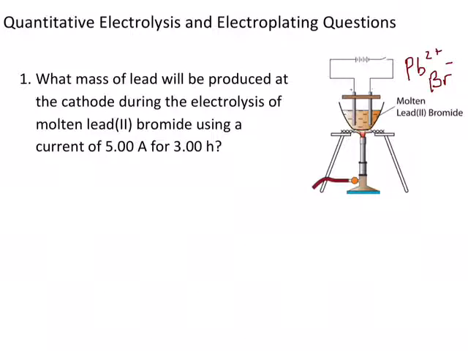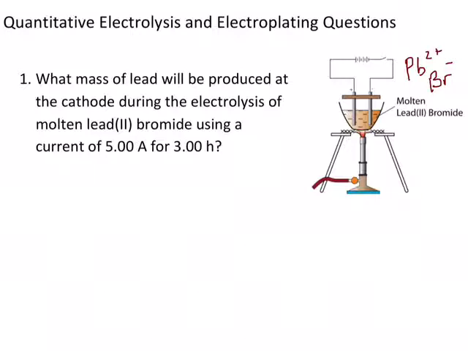Since there's only 2 things present, the cation, the lead, is going to go to the cathode, it'll be attracted to the negative terminal, and there it's going to be reduced to form lead. The bromide ions would be attracted to the positive electrode because they're negative. They'll go to the anode, and there they will be oxidized and form bromine. So we're interested here in the lead, and we want to know what mass of the lead would be produced.